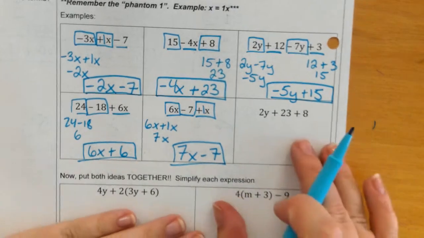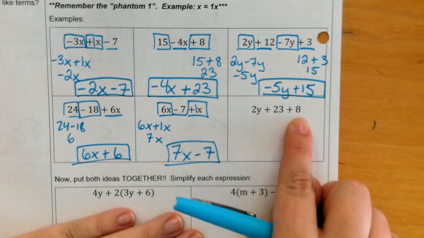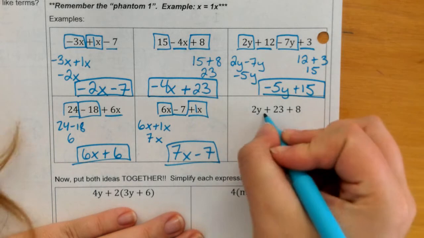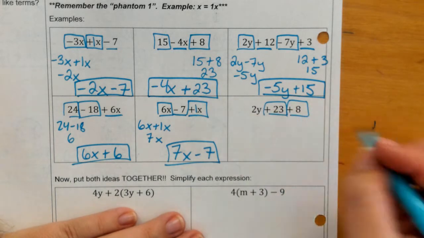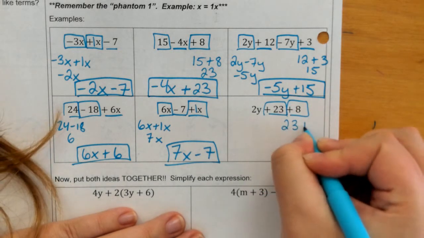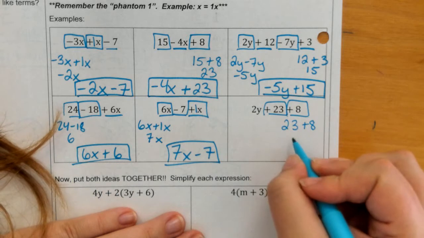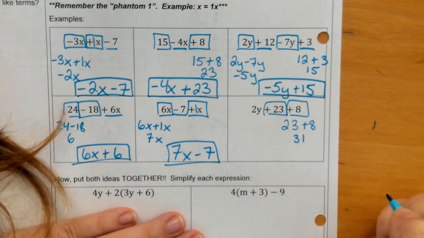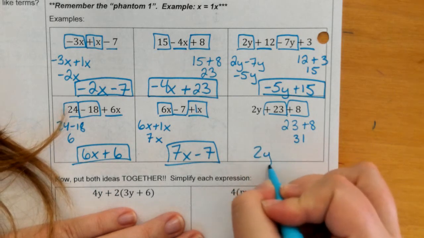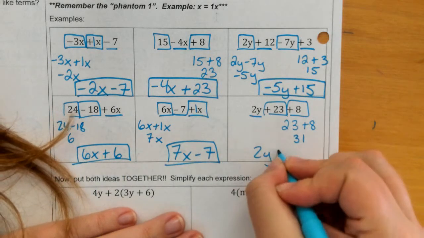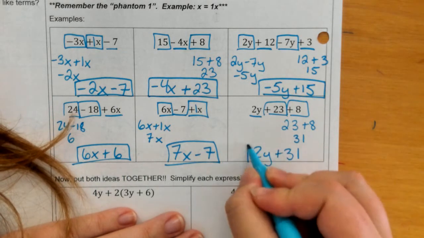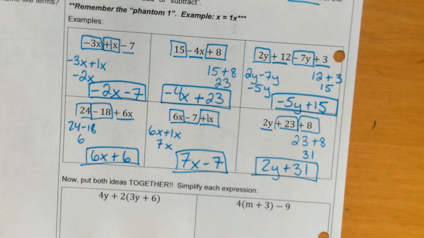And our last example over here, 2y plus 23 plus 8. This plus 23 and this plus 8 are my two like terms because they both are constants. So I can combine those. 23 plus 8 is 31. And so then that 2y doesn't have any like terms, so it stays the way it is. This is a positive 31, so plus 31. And that's how I've simplified that expression.